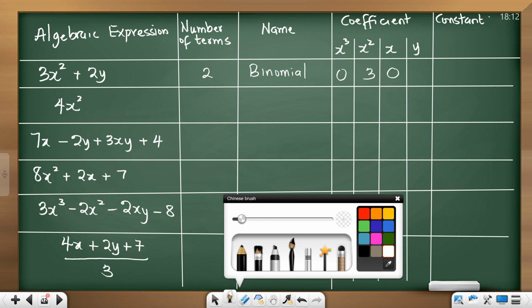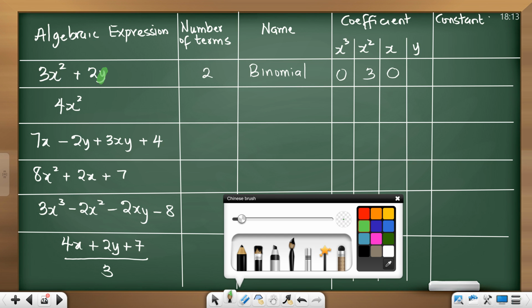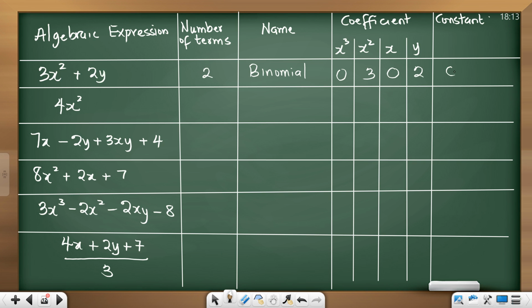What about the coefficient of y? I'm going to come here and cover my y. And what am I left with? Positive 2. So all I'm doing is covering, and the constant value is 0. Number of terms here is 1. And what's that called? That's called a monomial. Mono means 1.